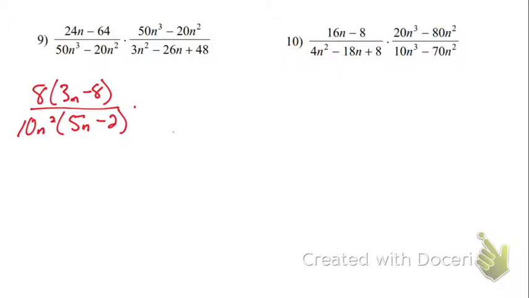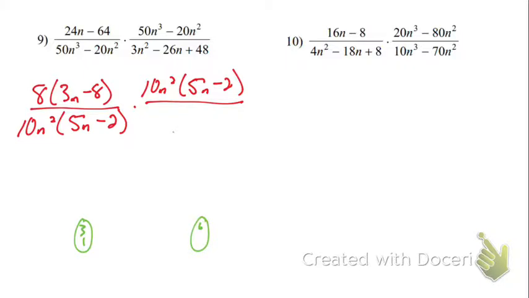Now, on top, I can take out a 10n squared, and I'm left with 5n minus 2. And on bottom, you got a bubble method, that one. So two numbers multiplied to 3 are 3 and 1. Two numbers multiplied to 48 are 6 and 8. And I think that works for me, because 3 times 6 is 18. 1 times 8 is 8. And those add up to negative 26, as long as I make both of these negative.